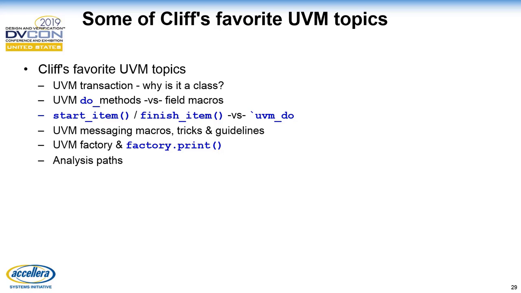We'll talk about UVM do methods versus field macros. We'll run a comparison between those. We'll talk about start item, finish item versus UVM do as well. We'll talk about the messaging macros and a few tricks and guidelines related to those. We'll talk about UVM factory and factory print type trick that I frequently use. Then I'm going to spend a good chunk of time talking about analysis paths to clarify how they work. And we'll also talk about basically how they're implemented under the hood. It will not be UVM code, but it'll show you how these things work.